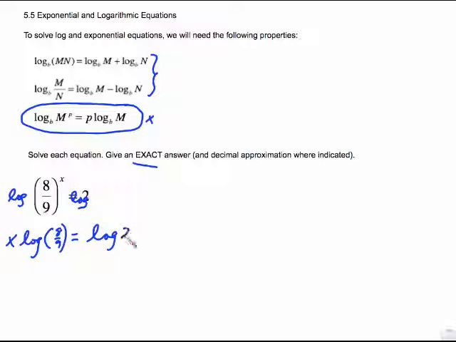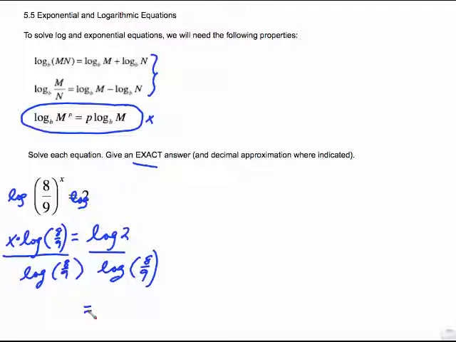Now, the reason I'm keeping the 8/9 as 8/9 and the 2 as 2 is because it's telling me to give an exact answer. We'll do a decimal approximation on a couple of these. Now, this is x times log of 8/9. If I want to get x alone, all I have to do is divide both sides by log of 8/9. And notice I haven't done anything with the calculator. The other comment is, I chose to take the log of both sides. I could just as easily take the natural log of both sides, so MATLAB will accept both answers.